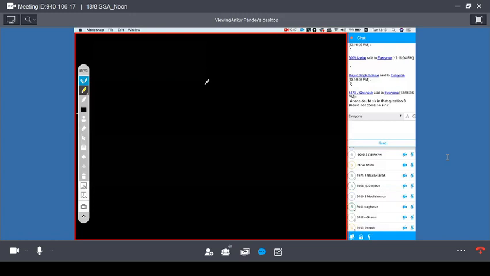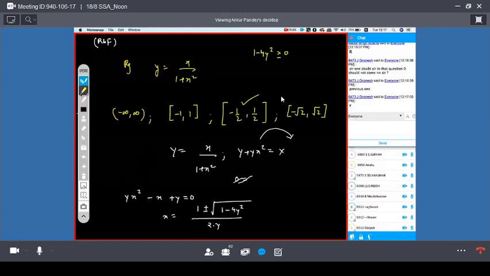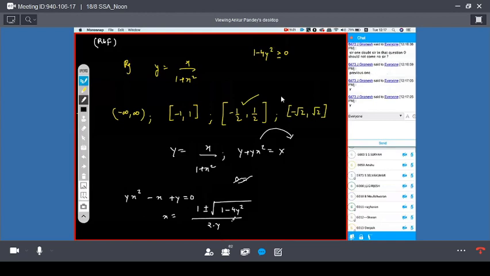In which question, beta? This previous domain, previous one. This one. Yeah, so you are saying, yeah, exactly, y should not be equal to 0, right?